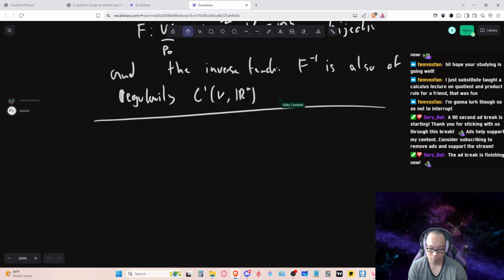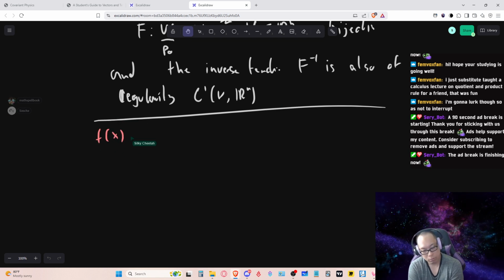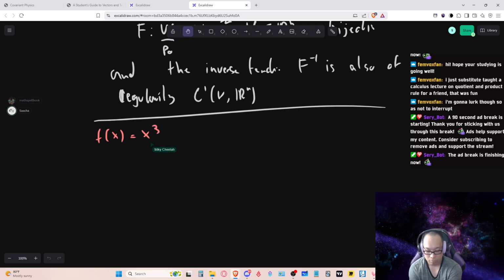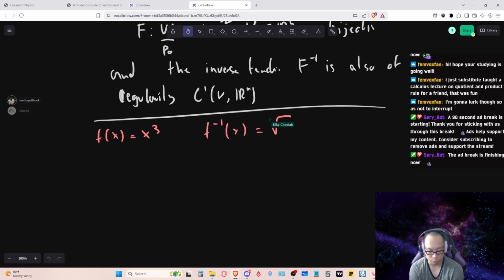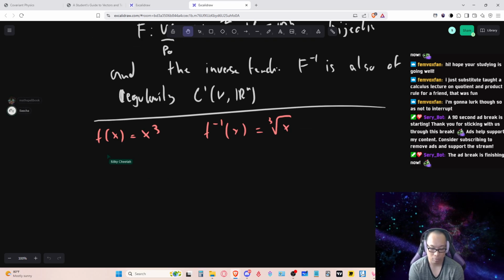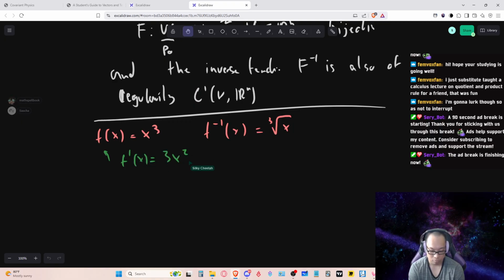Okay, this is actually a very good example because it's a one-dimensional example. Let's look at this function. F of x equals x cubed. Mm-hmm. So its inverse function would be the cube root of x. And what you can see is if you compute the derivative of that guy at 0, you find 0, right?